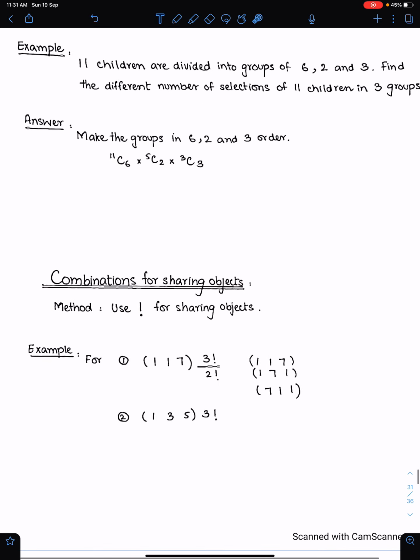Combinations for sharing objects. Method: always use factorial for sharing objects. For example, you have to share 9 objects among 3 students in odd numbers. Suppose we have 3 students A, B, C. So the first student can get 1 object, the second can get 1 object, and the third can get 7 objects.